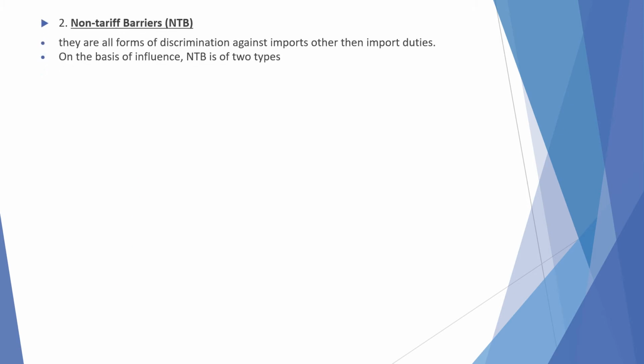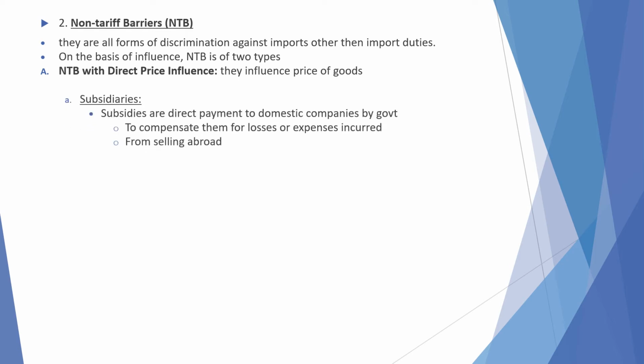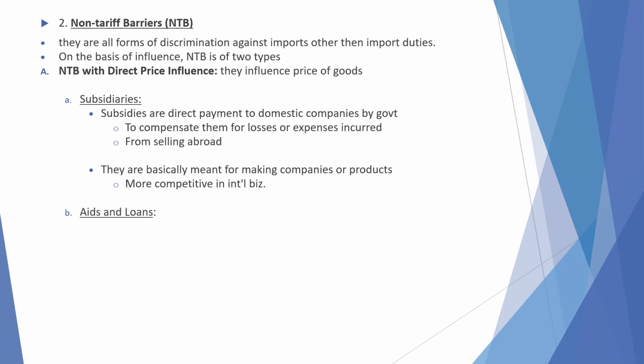Now we have non-tariff barrier, all forms of discrimination against imports other than import duties on the basis of influence. There are two types: non-tariff barrier with a direct price influence, where they influence the price of the goods. For example, subsidies. Subsidies are direct payments to the domestic company by the government to compensate them for the losses and expenses incurred from selling abroad. They are basically meant for making companies or products more competitive in international business.